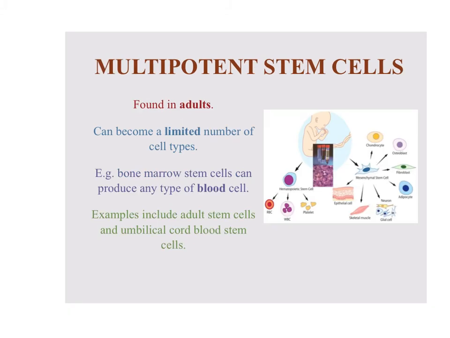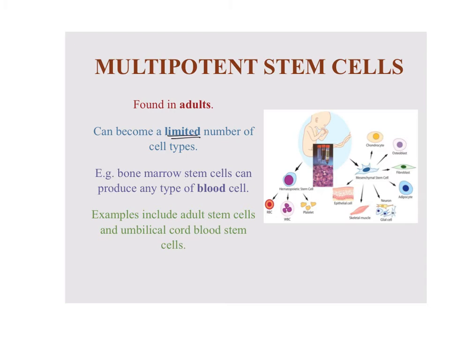Multipotent stem cells are the ones that are found in adults, but these are limited. So you'll see how we've gone from toti, so totally potent, to pluripotent, maybe there's lots of different cell types that they can become. Multi is slightly less, so we're limiting the number of cell types that we can become.